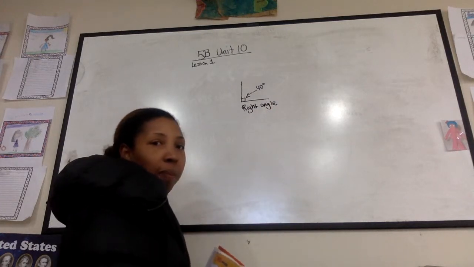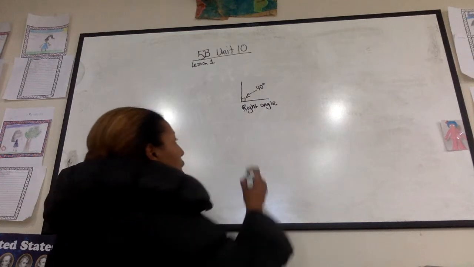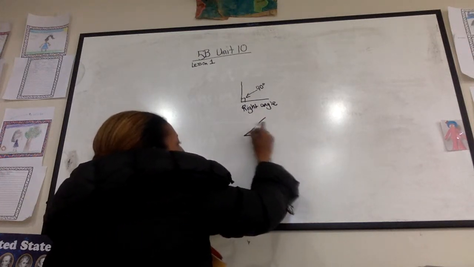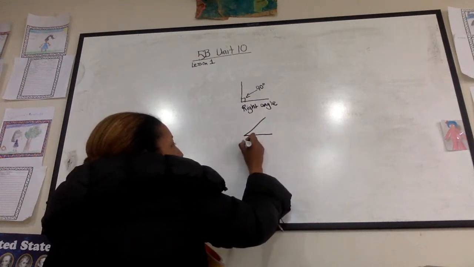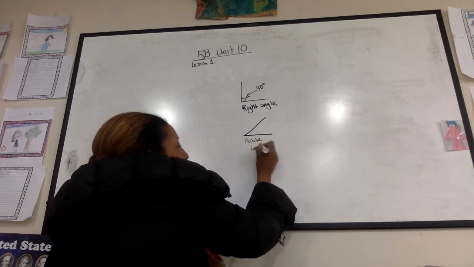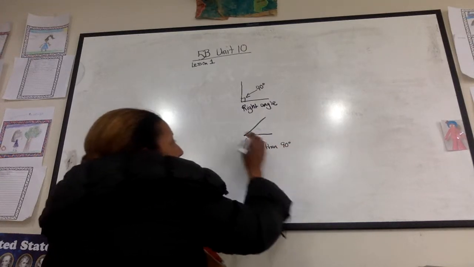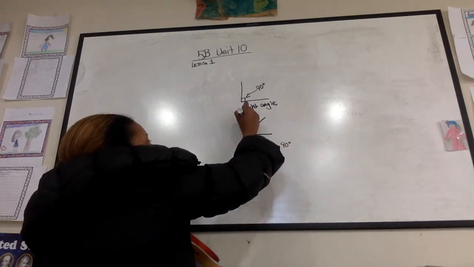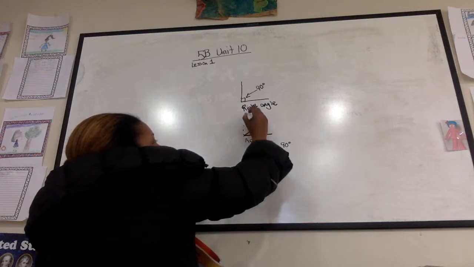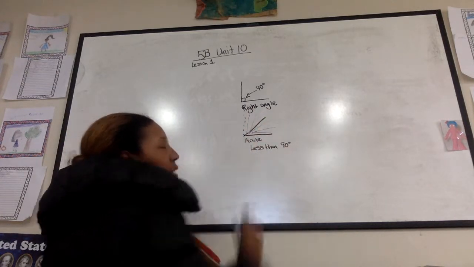We also probably heard of acute angle. If we have a baby's small. So an acute angle is so cute. It is smaller or less than 90 degrees. See how it's smaller than? So if this is 90 degrees, an acute angle could be here, here, here, all the way.